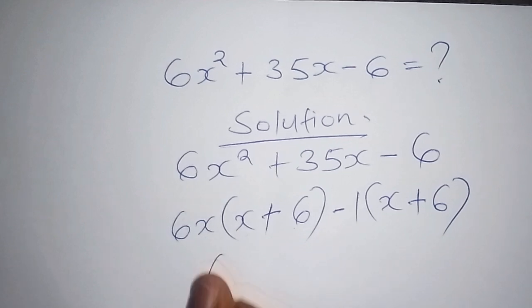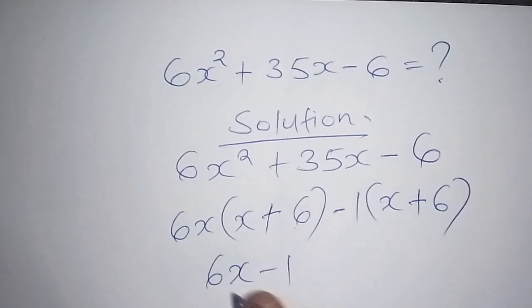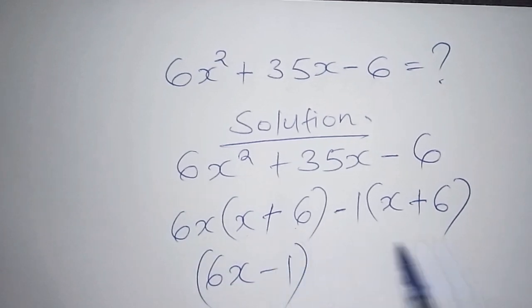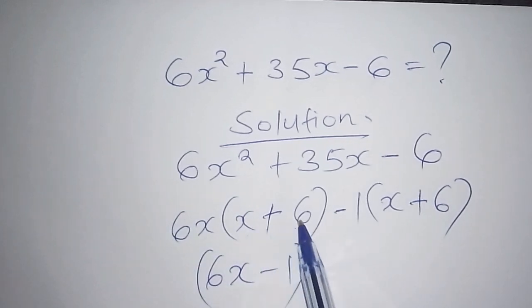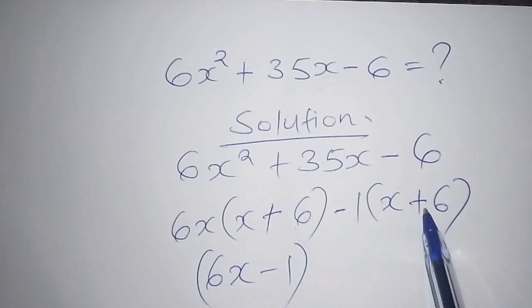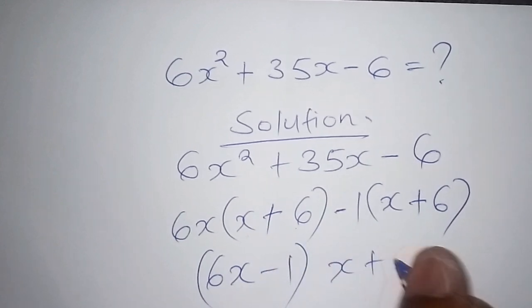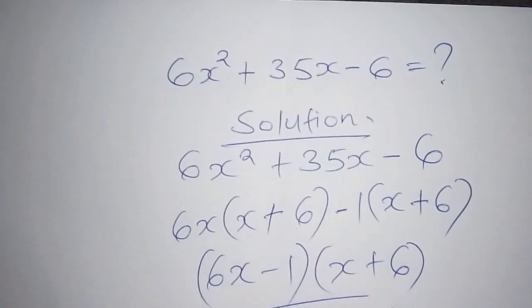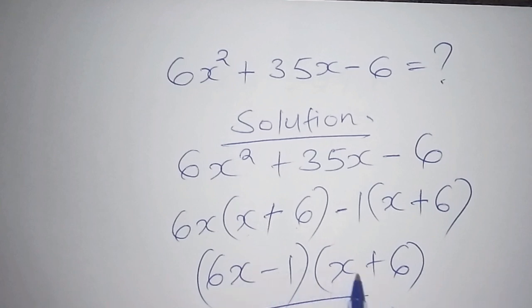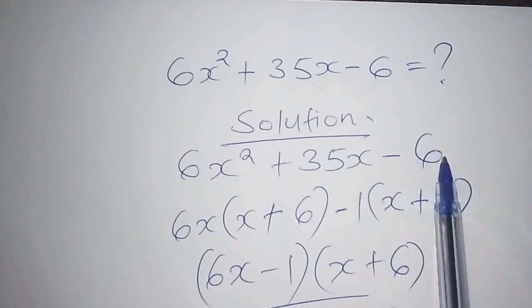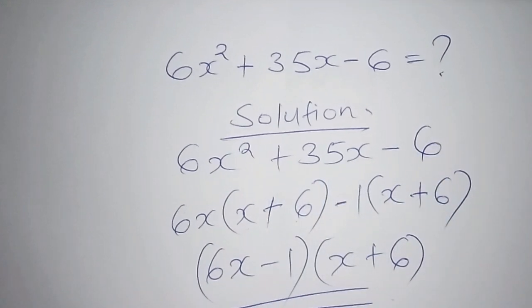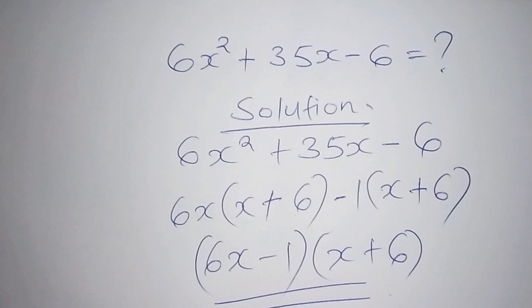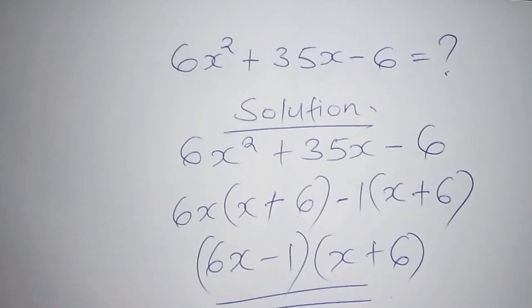So now we shall have 6x minus 1, then we put into bracket. Now here we have 6 plus x plus 6, then here also x plus 6. So all of them shall also be x plus 6. So that now becomes our correct answer. If we multiply the two, we shall end up with the same answer, that is 6x squared plus 35x minus 6. So this is how we simplify these numbers, or how we factorize this maths problem.